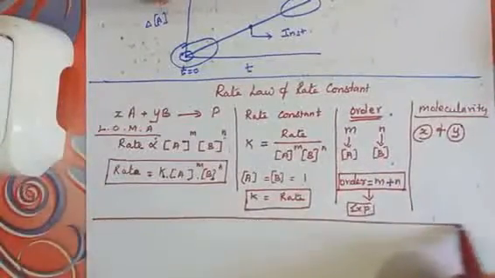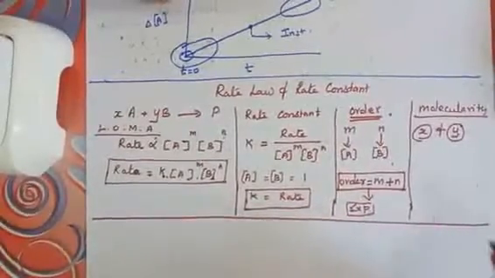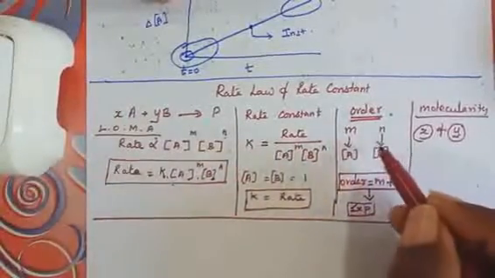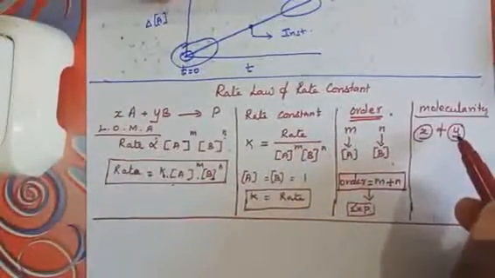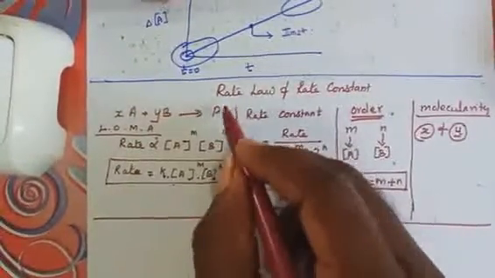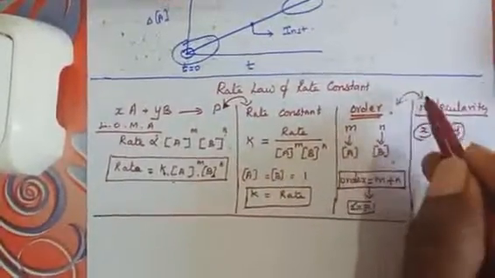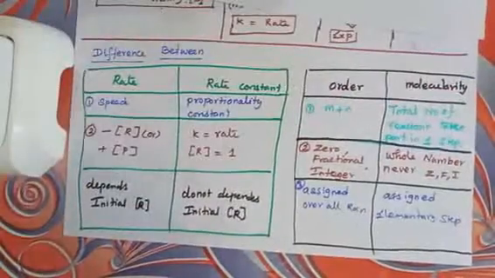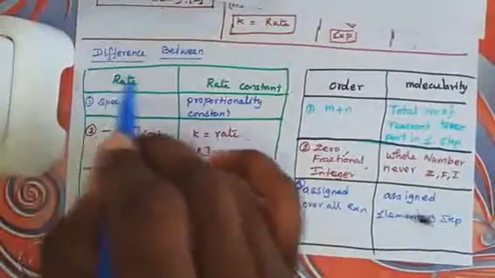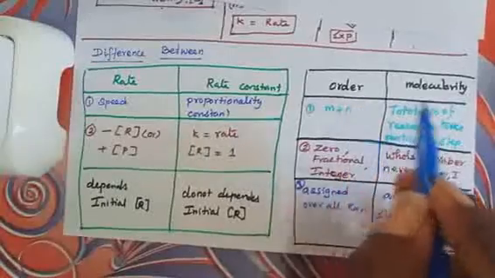On the basis of the rate law, rate equation or rate expression, we can determine the rate of the reaction, the rate constant, the order of the reaction, and the molecularity of the reaction. In the latest study, we can identify the differences between rate and rate constant, and between order and molecularity. Next, the important 3 mark questions from the lesson: differences between rate and rate constant, and differences between order and molecularity.